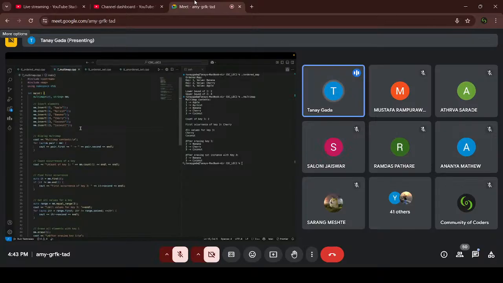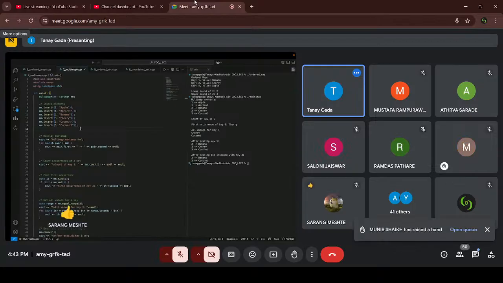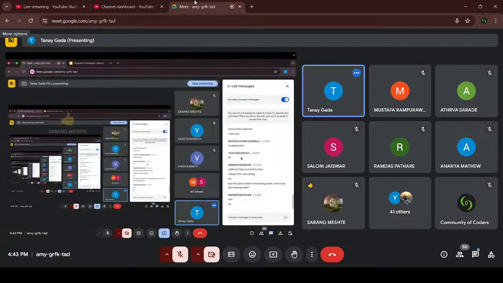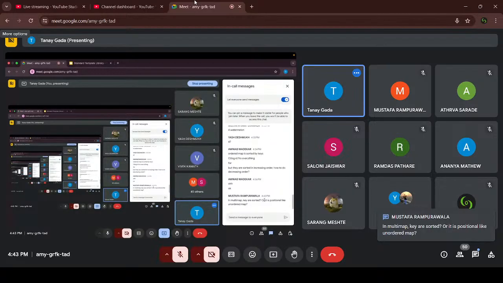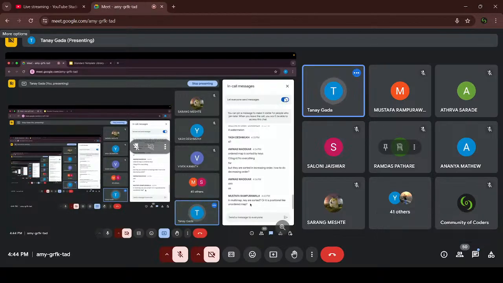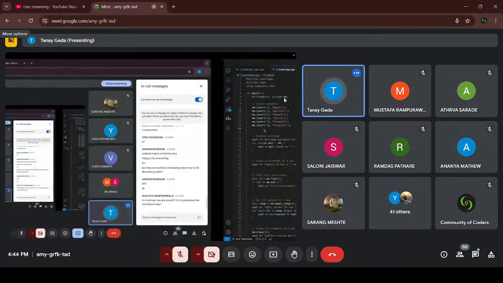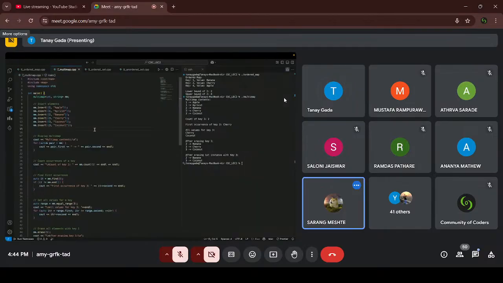Understood? Any doubt? Hello? In multi-map, are keys sorted or is it position? No, key is sorted. Saram, is your doubt clear? Equal range? Yes, that doubt is clear. Okay.